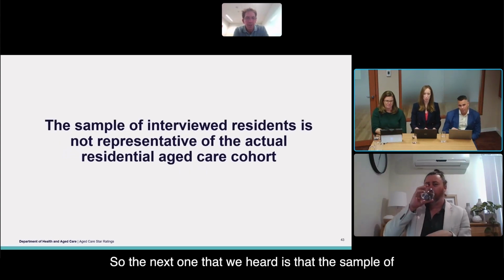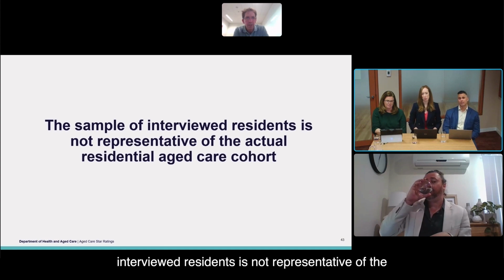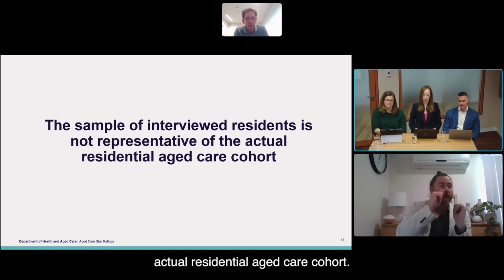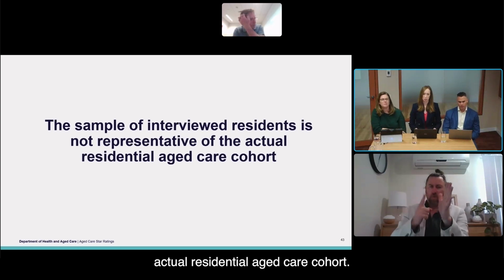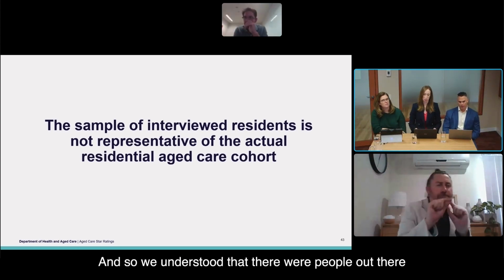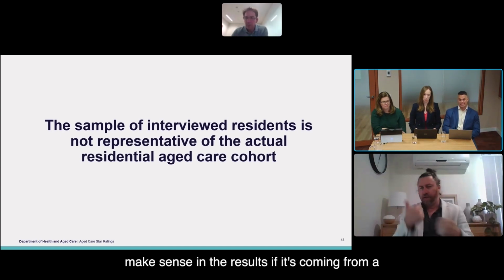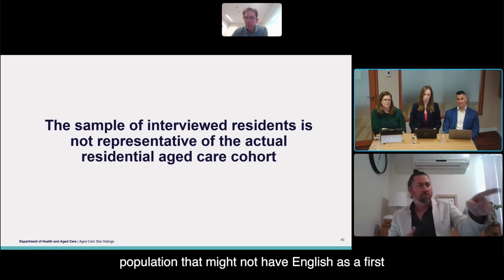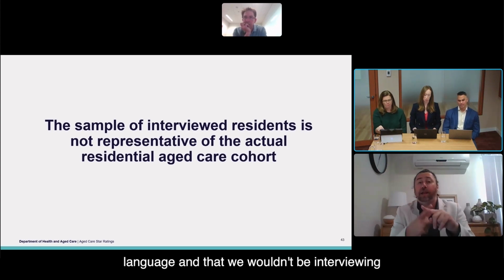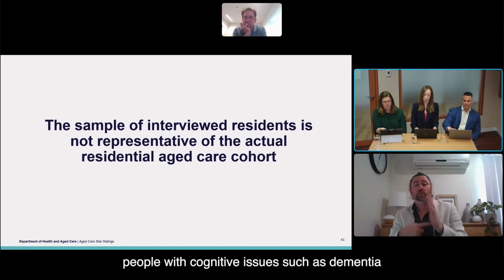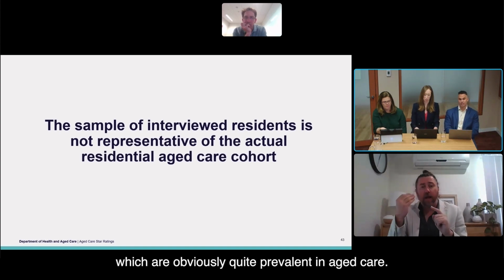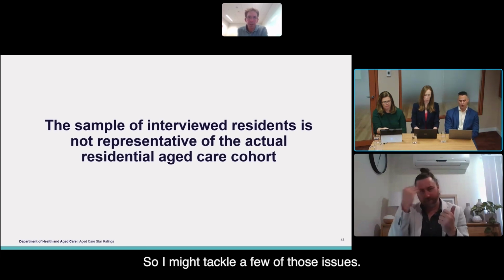So the next one that we heard is that the sample of interviewed residents is not representative of the actual residential aged care cohort. And so we understood that there were people out there saying that there were also other issues, that it may not make sense, the results, if it's coming from a population that might not have English as a first language, and that we wouldn't be interviewing people with cognitive issues such as dementia, which are obviously quite prevalent in aged care. So I might tackle a few of those issues.